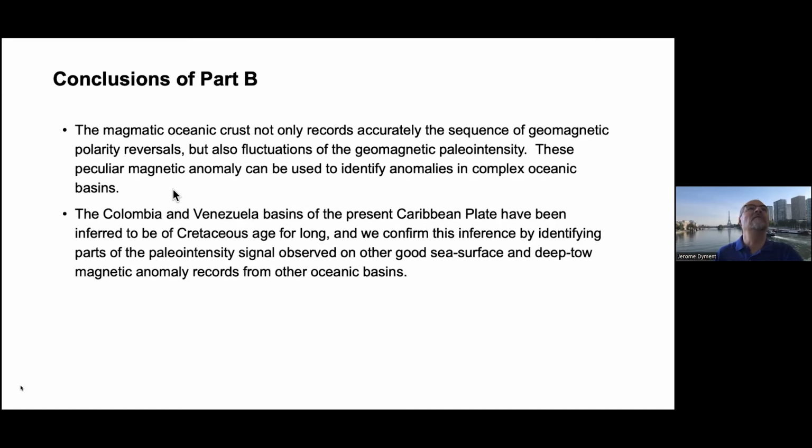There are several other examples, but I just showed one, which was the basins of the present-day Caribbean plate, that was inferred for a long time to be Cretaceous from the rocks in the basin around. We confirmed this inference by identifying parts of the paleointensity signal observed on other good sea surface and deep-tow magnetic anomaly records from other oceanic basins.